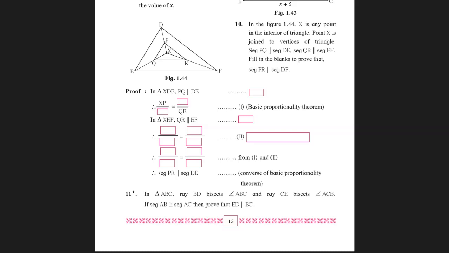So the third set of boxes, you are going to write XP upon PD equal to XR upon RF. I'll repeat, XP upon PD is equal to XR upon RF. So this is going to come in the next set of boxes from 1 and 2. And therefore, what do I infer? PR is parallel to DF. It should be DF. It's printed as DE in your textbook. It should be DF. So that's the converse of basic proportionality theorem. And that's it. We finish with that sum.